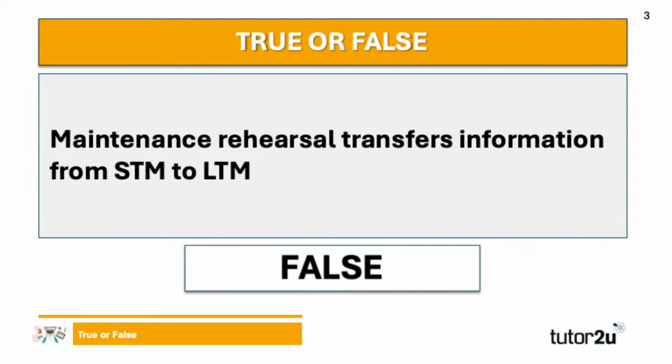It is false, and you might be thinking, well, maintenance rehearsal is definitely a key term that I know from the multi-store model, and it is, you're right. Maintenance rehearsal keeps information in the short-term memory, and I can see a couple of people, so Jesse, you've preempted my next question. What I was going to ask is, what do Atkinson and Shiffrin say is required to move something into the long-term memory, and it is, of course, prolonged rehearsal.